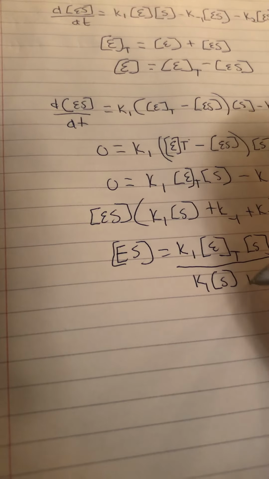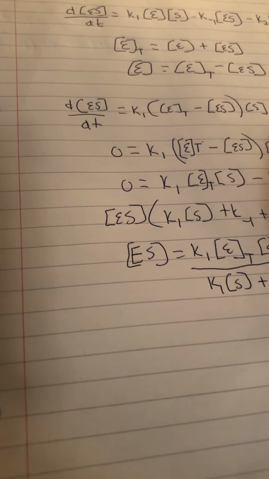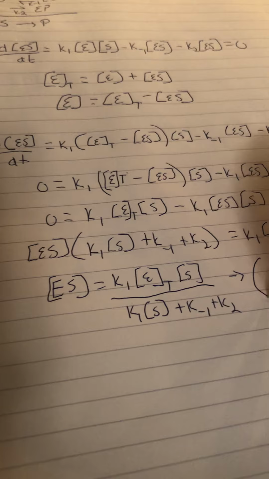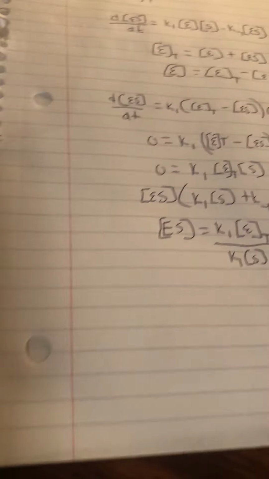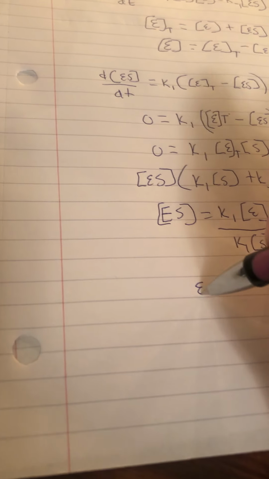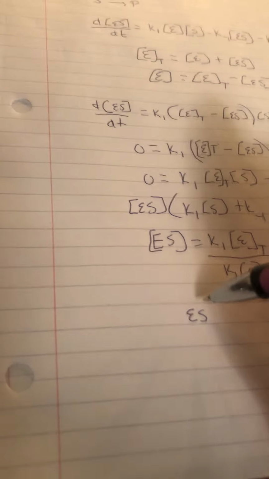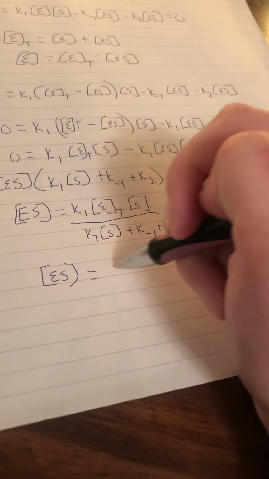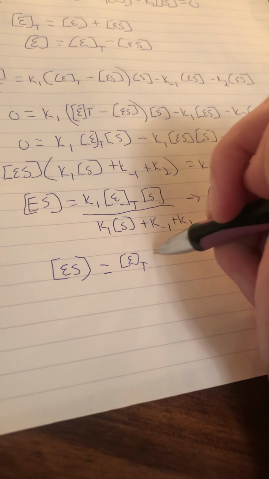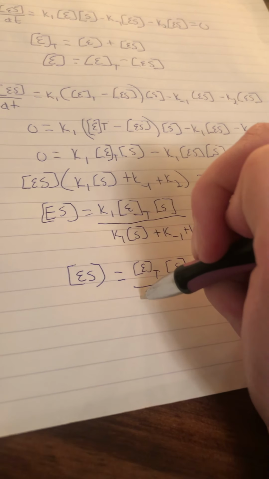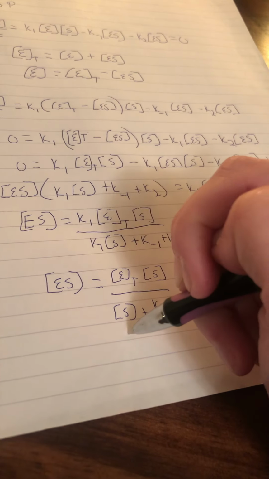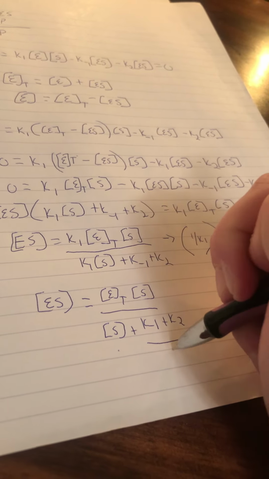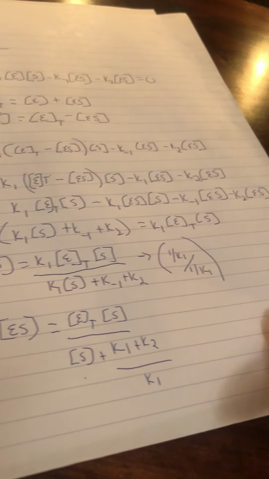K1 times S plus K negative 1 plus K2, and you're going to multiply this by 1 over K1 over 1 over K1. So from that, the final formula to solve for ES is going to be our ET times our substrate, all over substrate plus K negative 1 plus K2 over K1.